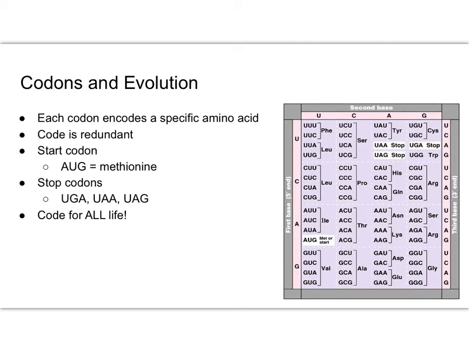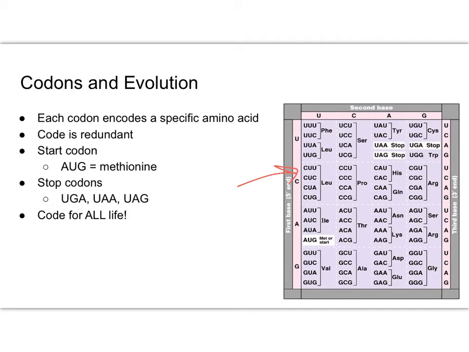The start codon is always going to be AUG, which will translate into methionine. And we have 3 different stop codons. Those stop codons are what are going to make us stop translating the mRNA sequence. They're going to end the polypeptide chain or the protein. And this code is the same for all life. So if I have a CUU codon in a bacterial cell and that codes for leucine, that codes for leucine for us.